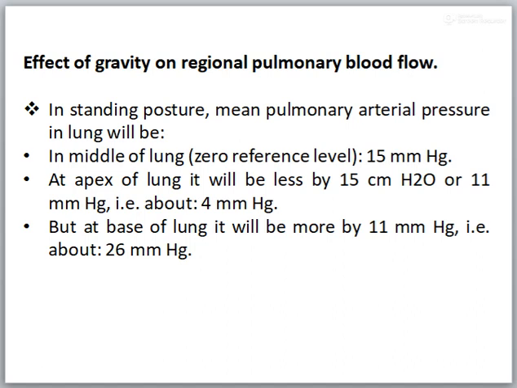So in a standing posture, the mean pulmonary artery pressure in the middle of the lung, the zero reference level, is 15 mmHg. At the apex of the lung it will be less by 15 centimeter of water or 11 mmHg, that is about 4 mmHg. At the base of the lung it is more by 11 mmHg, that is about 26 mmHg.